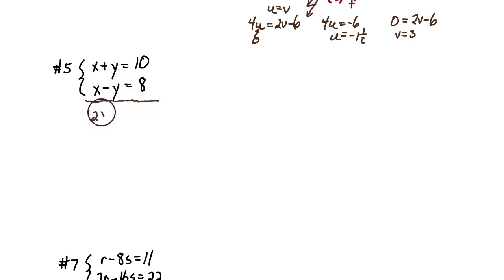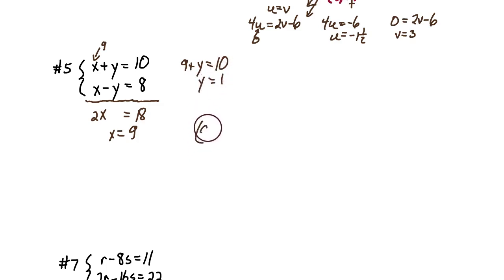X plus x is 2x. 10 plus 8 is 18. Therefore, x equals 9. Choose one of the original equations and substitute the value for x. We get 9 plus y equals 10. Therefore, y equals 1. Our solution is 9, 1.